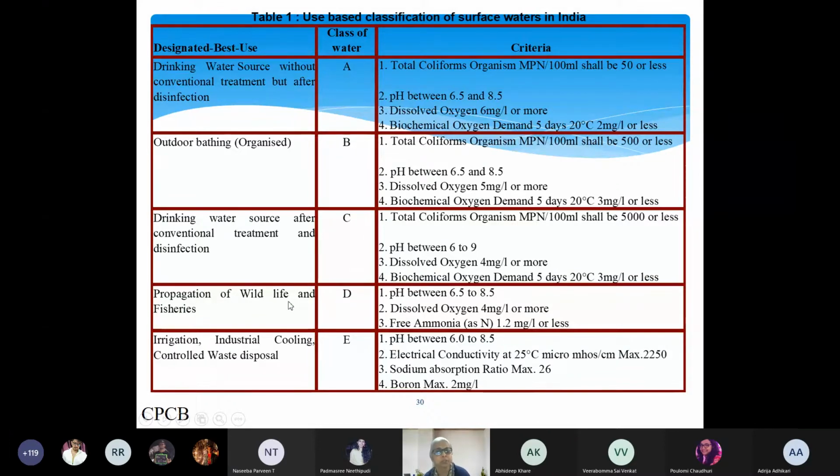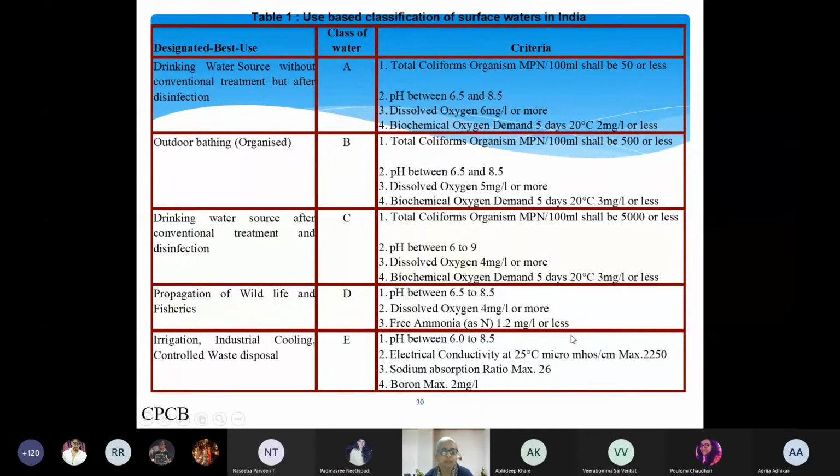Now, supposing the water quality is really bad and the BOD level is higher than 3 milligrams per liter or more, and it's unfit for drinking, is it good enough for various aquatic species? So wildlife, fisheries, all these things, can they thrive even under those conditions? If the answer is yes, then these are the parameters that are checked. So pH between 6.5 to 8.5, dissolved oxygen 4 milligrams per liter or more, and you can see free ammonia 1.2 milligrams per liter or less.